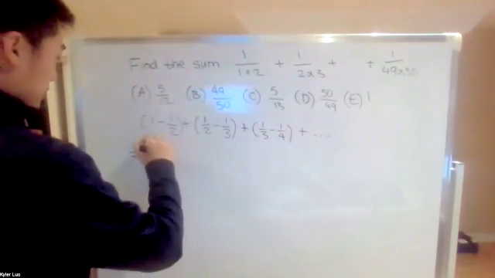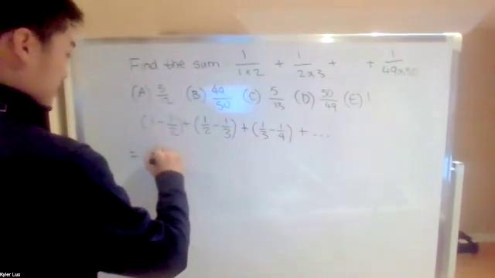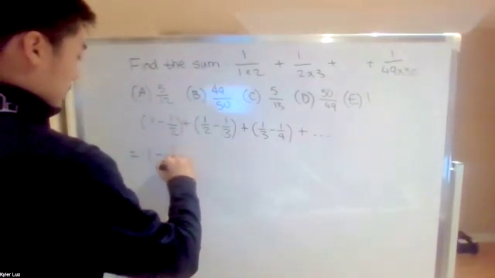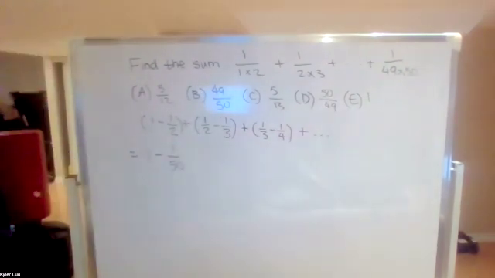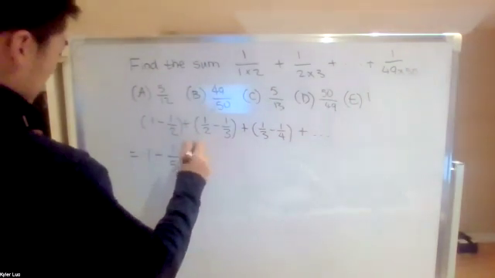Like this? 1 minus 1 over 50, which gets us basically 49 out of 50, which is B.